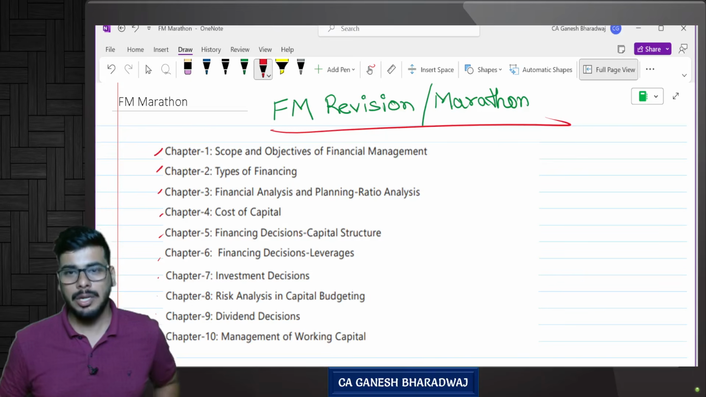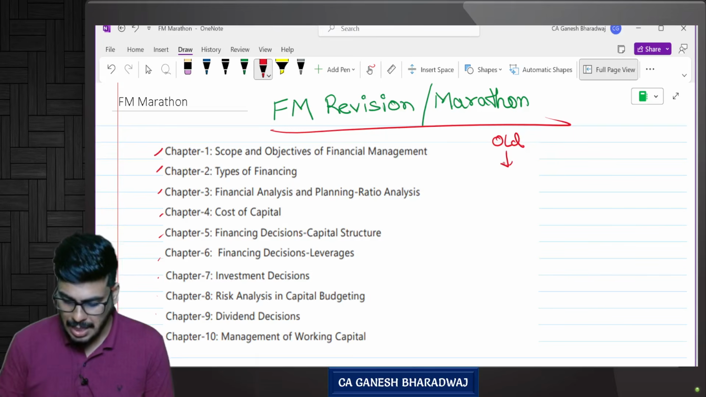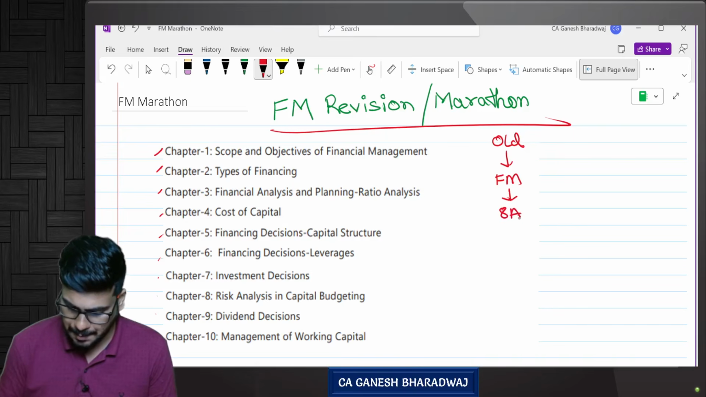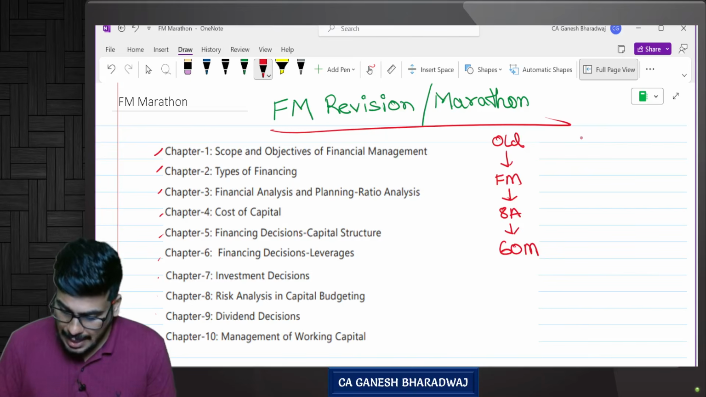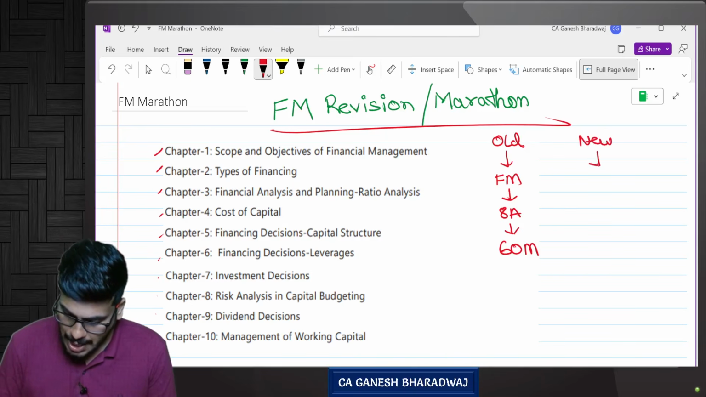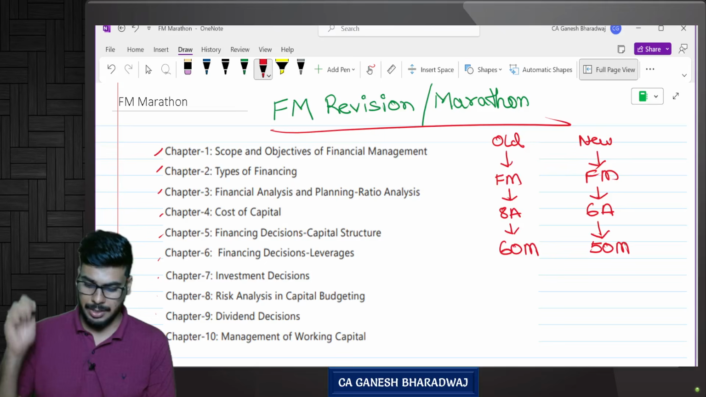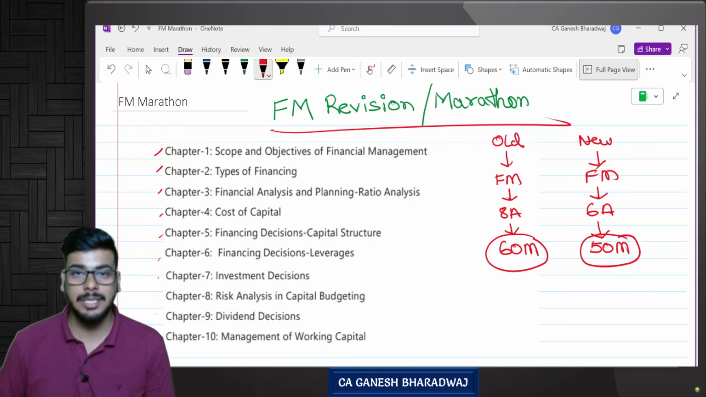Now, in the old syllabus, that is the existing syllabus, FM comes under paper 8A and it gets tested for 60 marks, and there are 10 chapters here. Clear? In the new syllabus, FM is being tested under paper 6A and it is going to be tested for 50 marks. Clear with this? So in the old syllabus, FM carries 60 marks. In the new syllabus, it carries 50 marks.